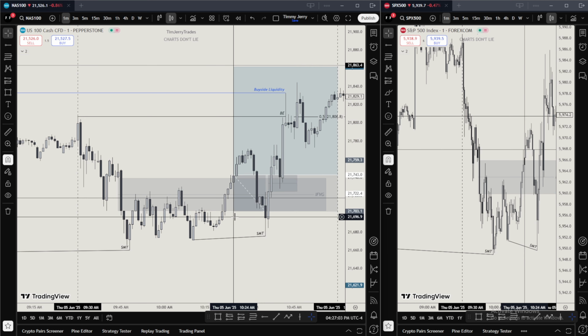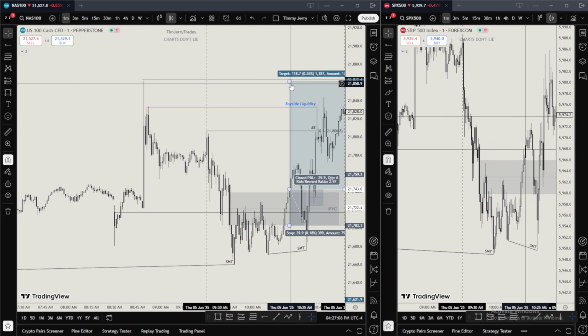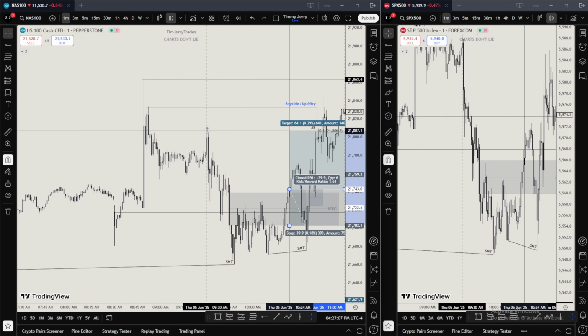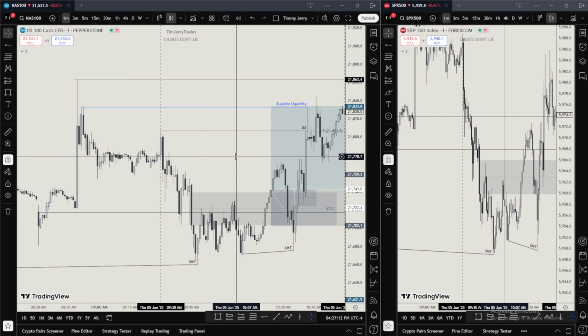low. Because I entered with two positions, my first TP was supposed to be here and my second TP was supposed to be here, right? That was where my targets were.